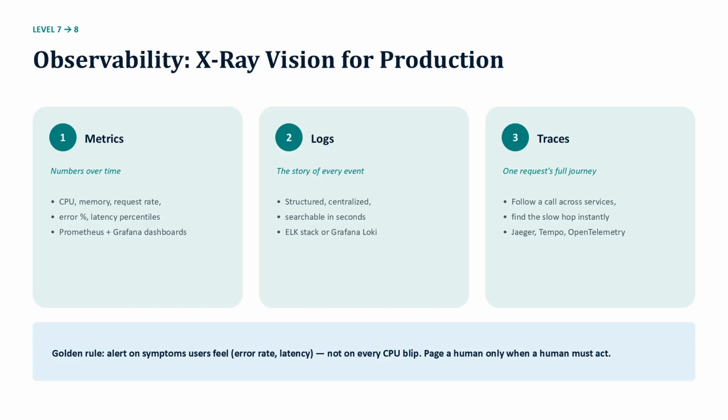Logs tell the story of every event, centralized and searchable, so you're not SSHing into 10 servers hunting for a stack trace. Traces follow one request across every microservice it touches, so you can spot the slow hop instantly.